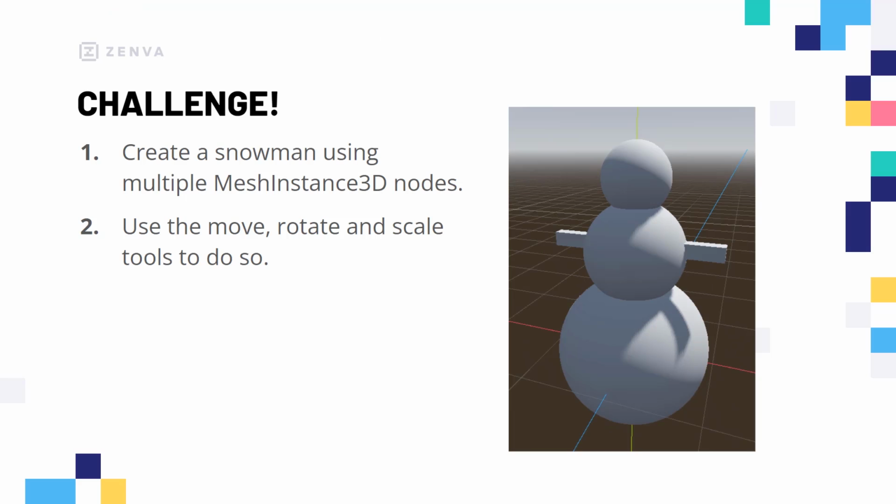Okay, so as a bit of a challenge, this is what I want you to do. I want you to go ahead and create a snowman using multiple mesh instance 3D nodes, okay, like on the image on the right hand side here. And for this, you're going to be using the selection, move, rotate, and scale tools, okay? So have a look at that image on the right, see what you need to do, and then go ahead and attempt it. And I'll be right back to see how you've done.